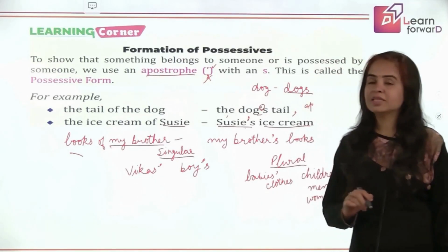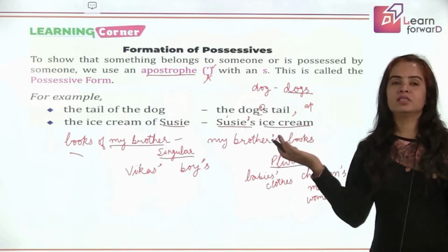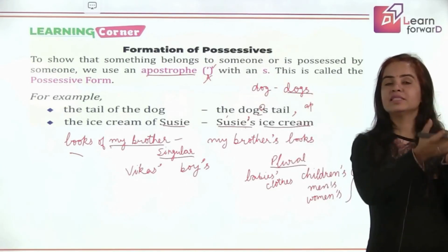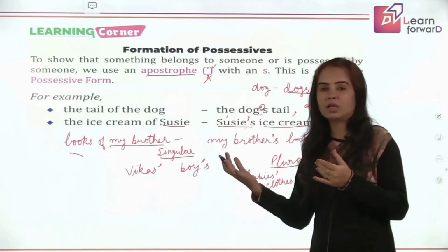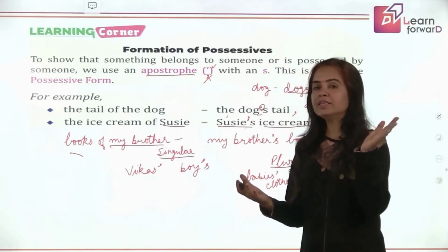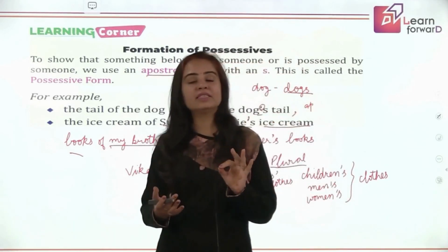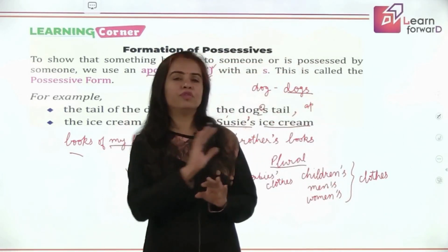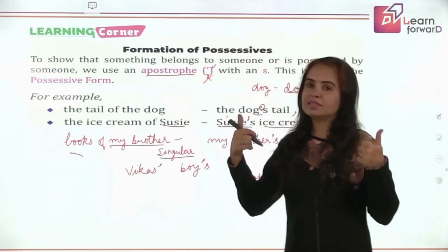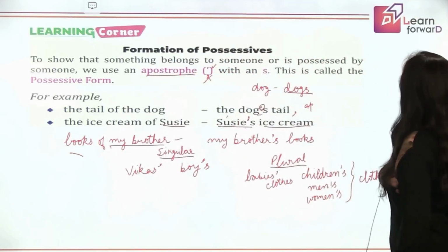Right? I hope it is clear to you now. Just make a distinction mark whether there is S at the end or there is not with the noun. Right? No S means you add apostrophe S, and if there is S at the end, just put apostrophe. We will not repeat S there. Is that clear? Can we move ahead?